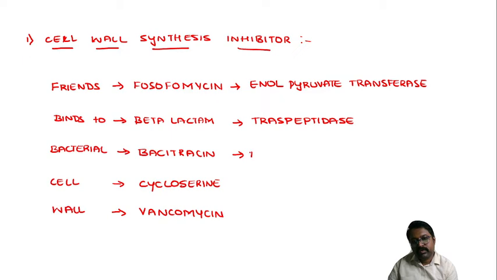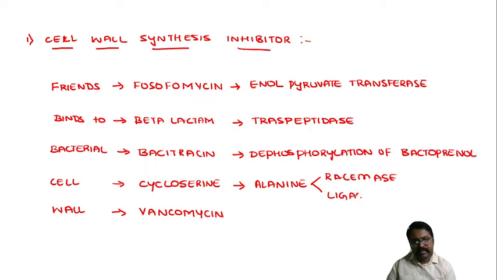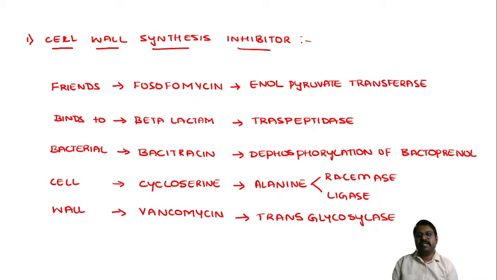and bacitracin will cause dephosphorylation of bactoprenol, and cycloserine will cause inhibition of the alanine racemase and the alanine ligase, and vancomycin will cause inhibition of the transglycosylase. So these are the drugs which are going to inhibit the cell wall synthesis.